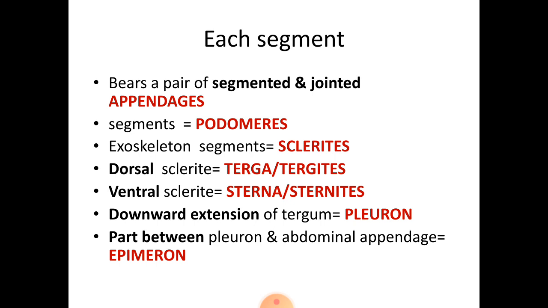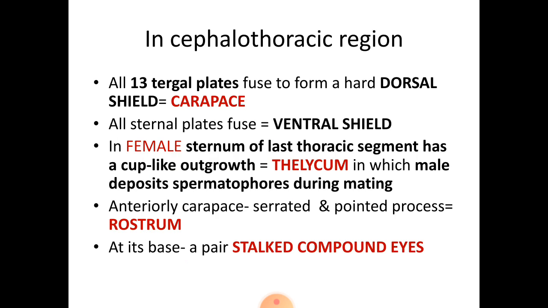So there is a dorsal sclerite known as terga or tergites and a ventral sclerite known as sterna or sternites. And there is a downward extension of the tergum called pleuron, and the part between the pleuron and the abdominal appendage is known as epimeron. In the cephalothoracic region, all 13 tergal plates fuse to form a hard dorsal shield called carapace, and all sternal plates fuse to form the ventral shield. So there is a dorsal shield or carapace and a ventral shield.